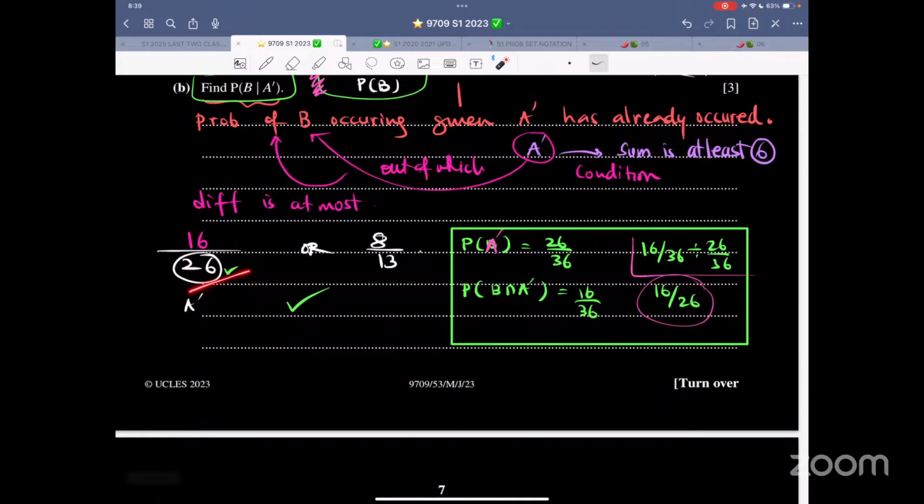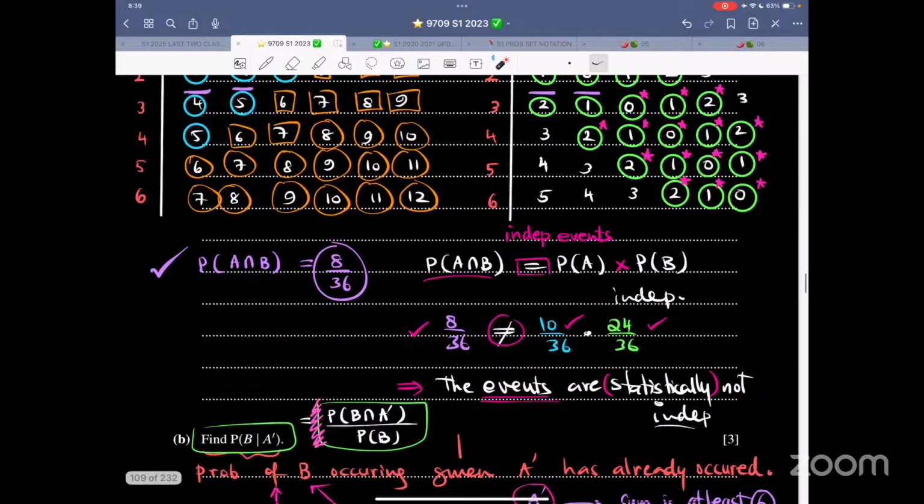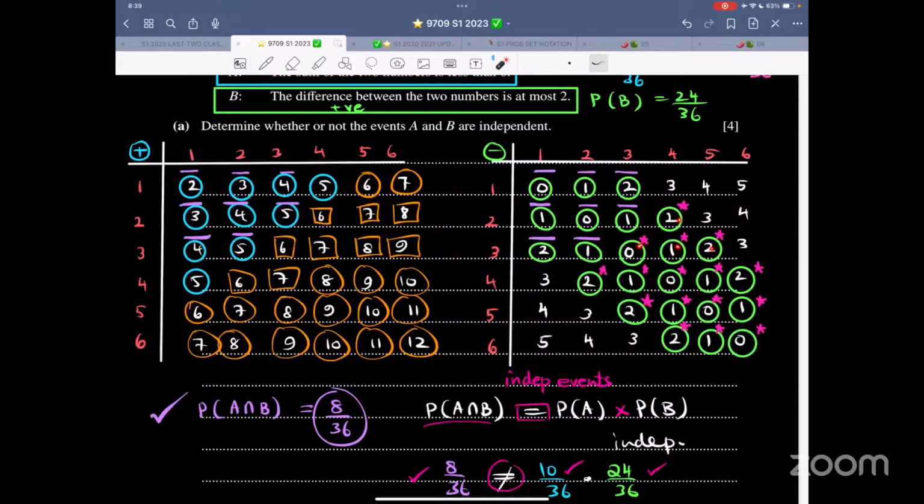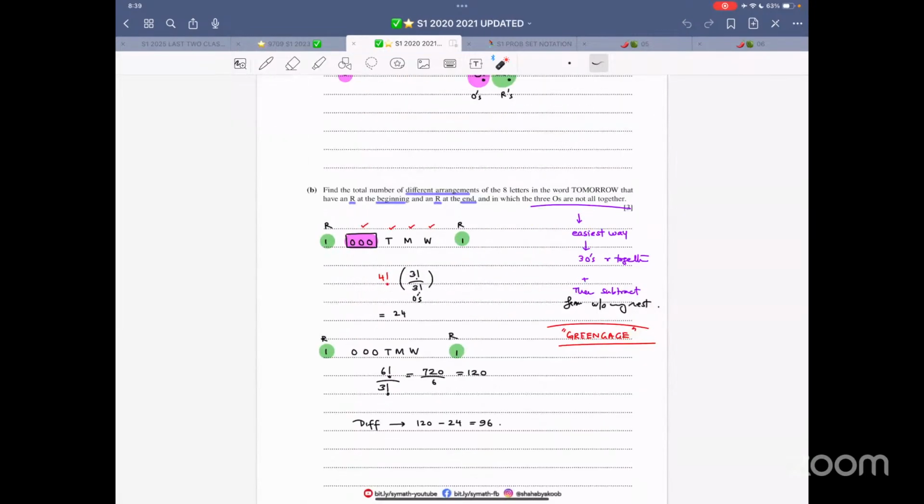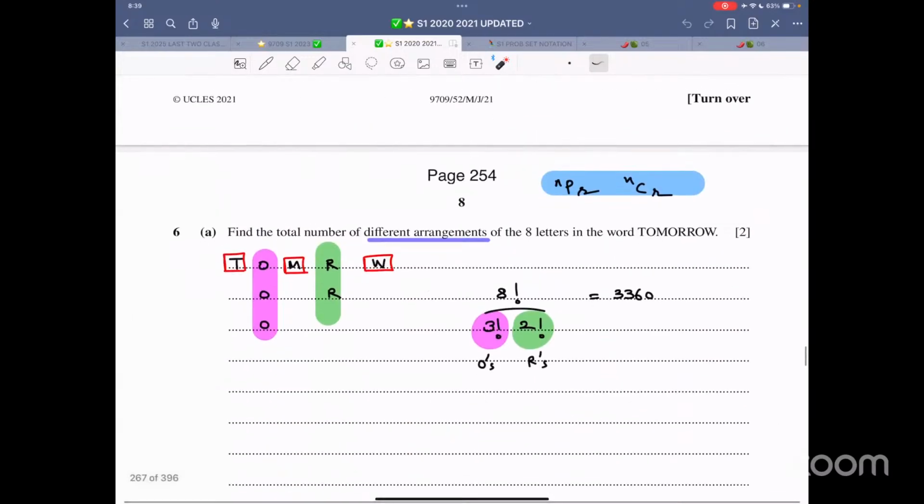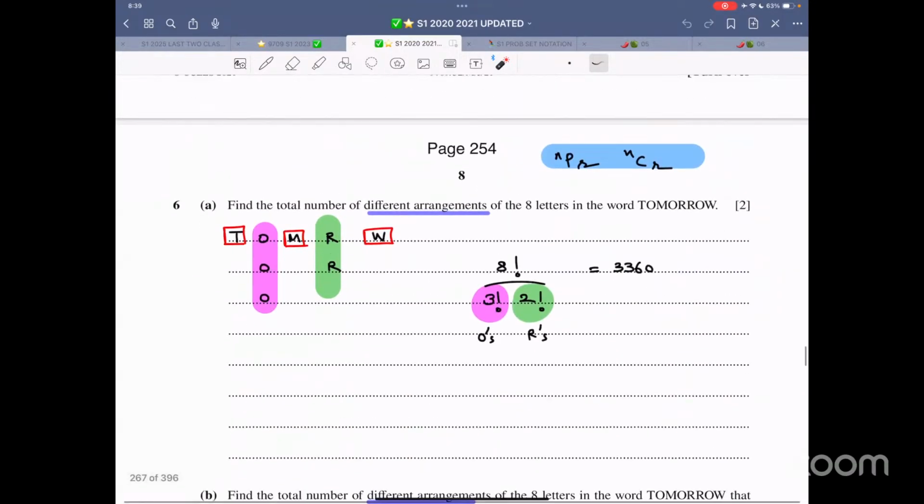So 26 is the denominator. The pink stars are 1, 2, 3, 4, 5, 6, 7, 8, 9, 10, 11, 12, 13, 14, 15, 16. So the answer is 16 over 26. So now that completes this. Now let me move to this particular question that I want to focus on.